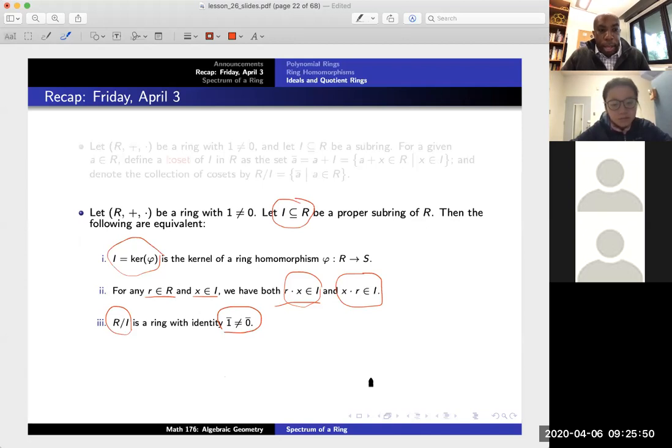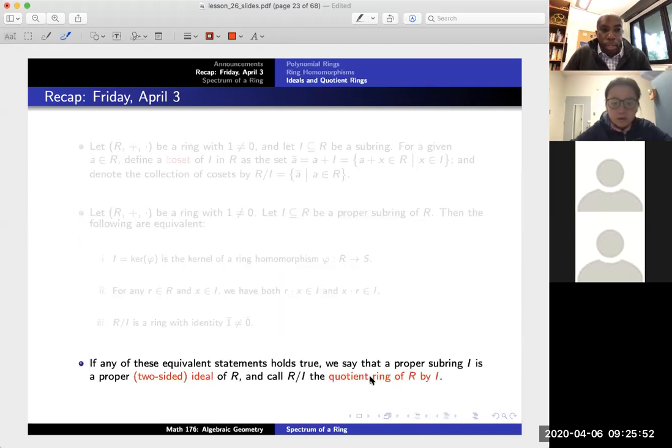So I can use this now to make a definition. If any of these equivalent statements are true, then we'll say that I is an ideal, and then this ring, R mod I, is the quotient ring of R by I. Right, so again, I'm kind of using this here to motivate the definition of what I mean by an ideal. You can take any of those three equivalent properties, it does not matter. It's still what we mean by an ideal.